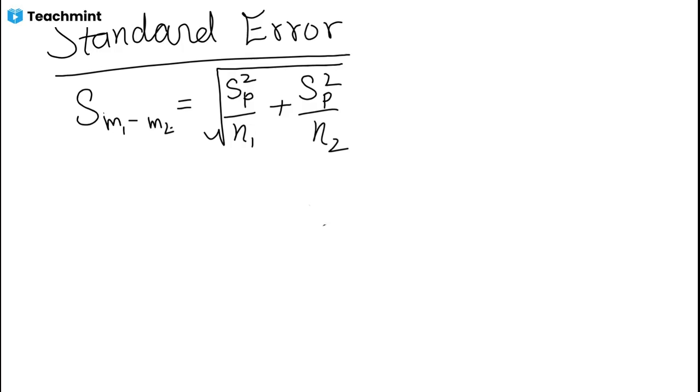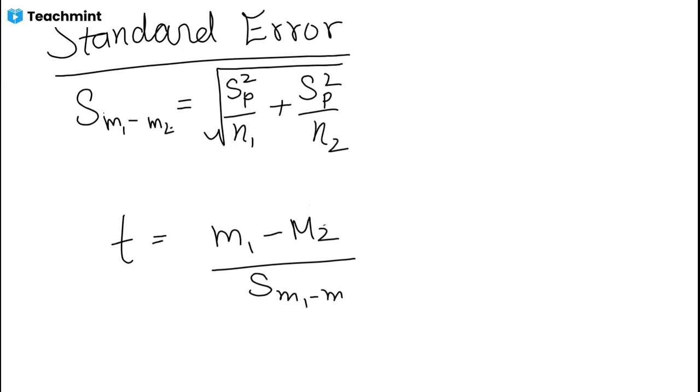So, the value of t test is the mean for the first data minus the mean for the second data, over the standard error. So the meaning is that we can find the value of t by using the difference of means divided by the standard error. Got it?